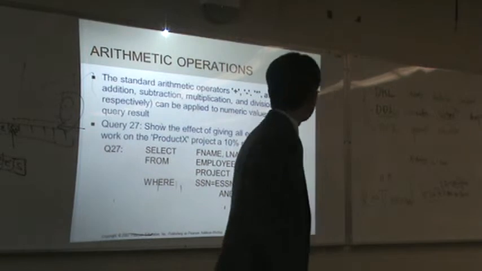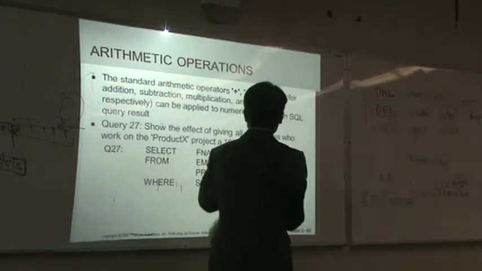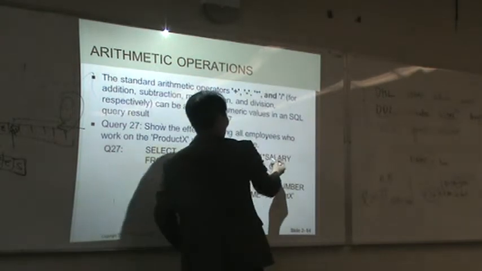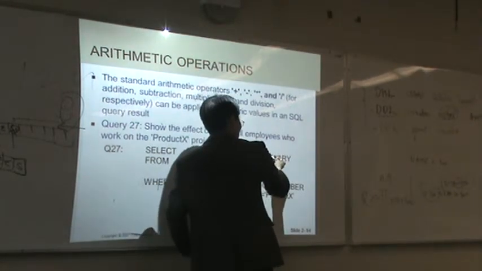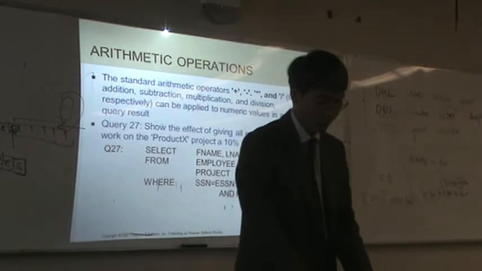You can use the arithmetic operator in the select like this one. Then after calculation, 1 times 1 times 1 times 1, 1.1 will be returned.